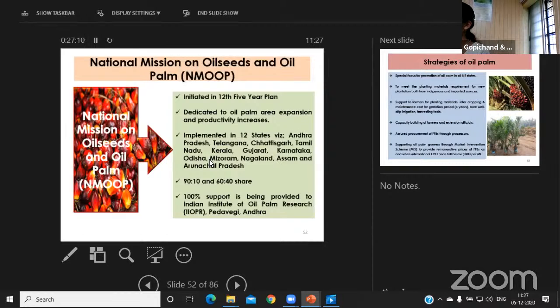Your queries? Give opportunity for others also. Okay, the national mission is also implemented. Why not others? Any reason for it? Sir, only those states that have the capability to grow oil palms, only there has that program been implemented.